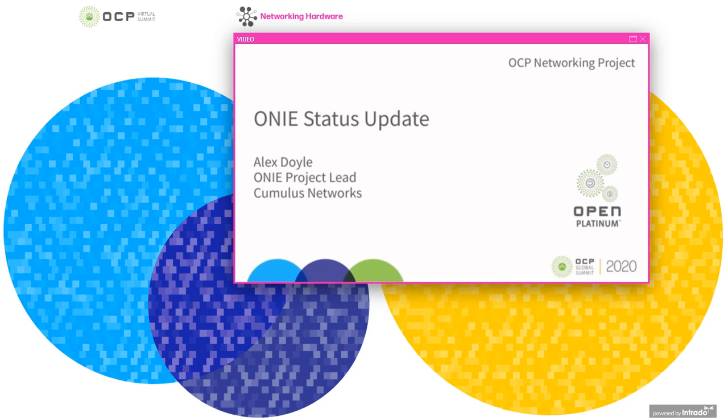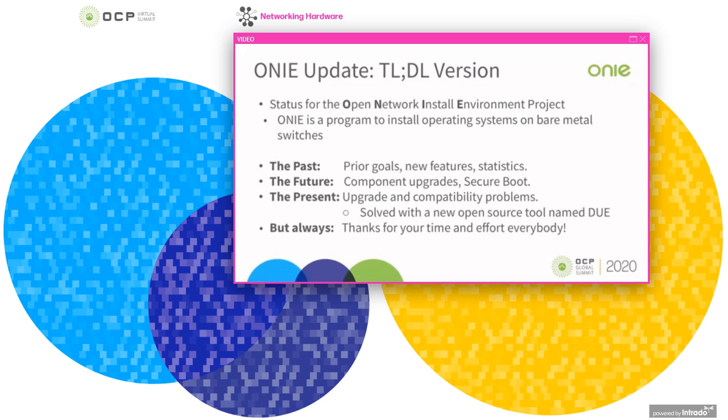I'm Alex Doyle. I'm the ONIE project lead, and when I'm not working on ONIE, I am a build tools engineer at Cumulus Networks. I always like to start my talks off with a summary so that people know what they're getting into. ONIE stands for the Open Network Install Environment. It is a software program for installing operating systems on bare metal switches.